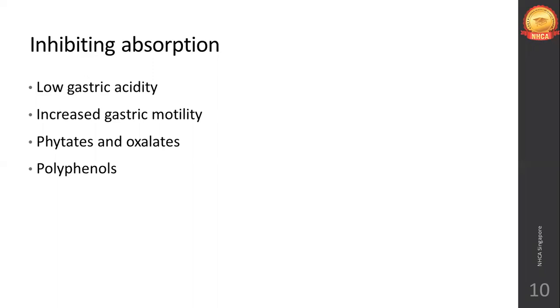Polyphenols, which are present in coffee, tea, cocoa, and some vegetables, can also reduce the absorption of iron by 70%. So do not have your iron supplements while you're having tea or coffee or chocolate. Whole oats, unfolded oats, may contain phytates as well.